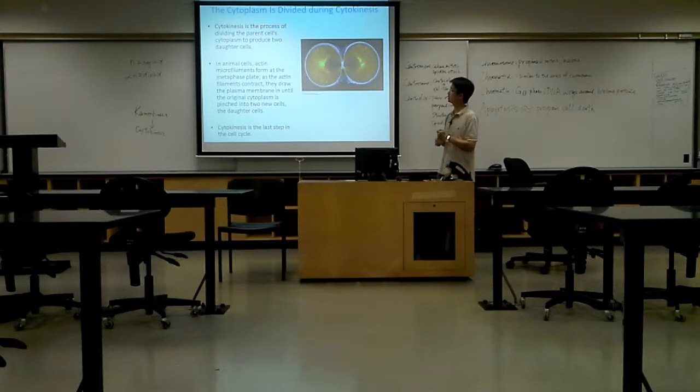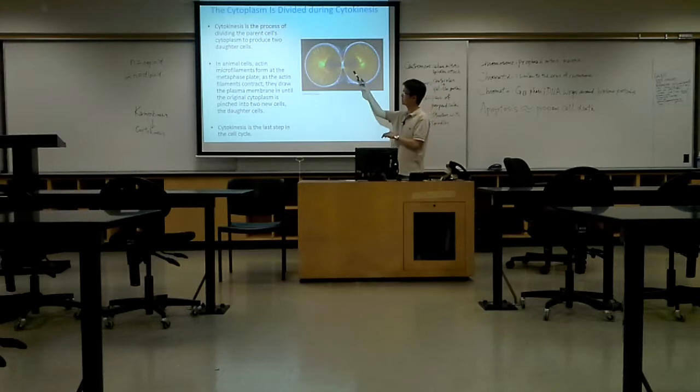So after telophase, the cell continues to cytokinesis. The definition is in the first bullet point. It's the process of dividing a parental cell's cytoplasm into two. What happens is that the actin microfilaments, remember actin, those are the cytoskeleton that we talked about in cell structure and functions, will contract. When this actin filament contracts, it will pull the cell membrane together. It will squeeze the cell so that the cytoplasm will be pinched into two cells.